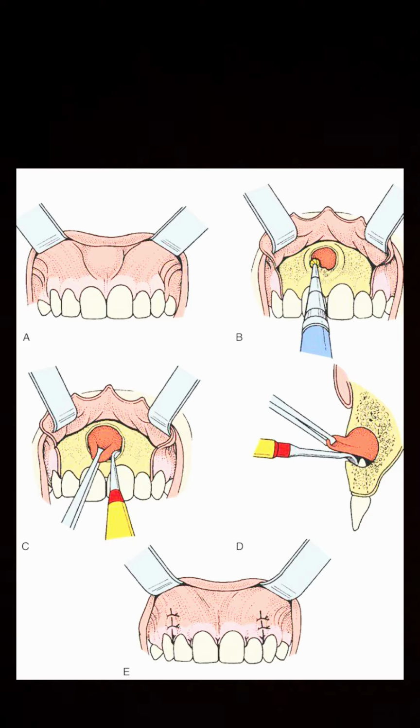Next is peripheral ostectomy: removal of a layer of hard tissue from a bony cavity, usually with a rotary handpiece and burr, after removal of all visible soft tissue.